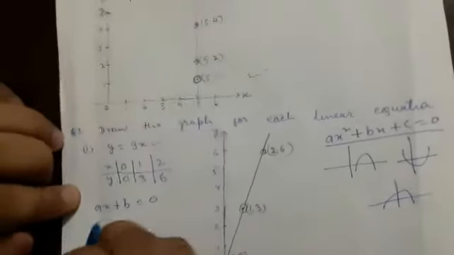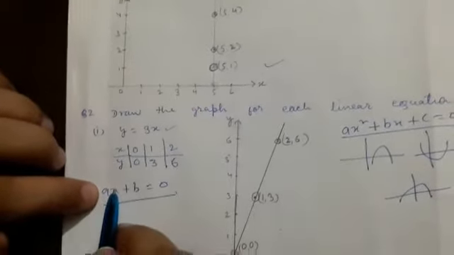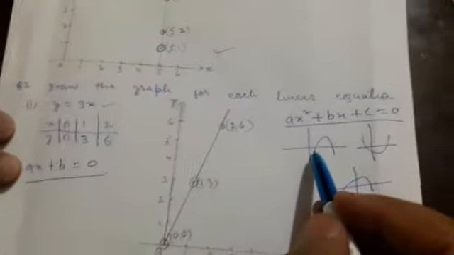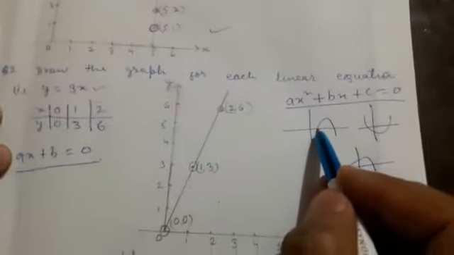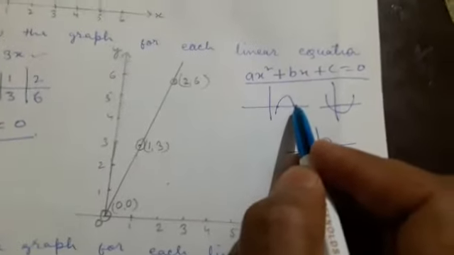And for the linear equation, the equation will be ax plus b is equal to 0. This is why this is called a linear equation, because the power of the variable is 1, and here the power of the variable is 2. That is why this is known as a quadratic equation. This is known as a linear equation. And in the graph also you will see that this graph is intersecting the x-axis at two distinct points. That is why it is quadratic.